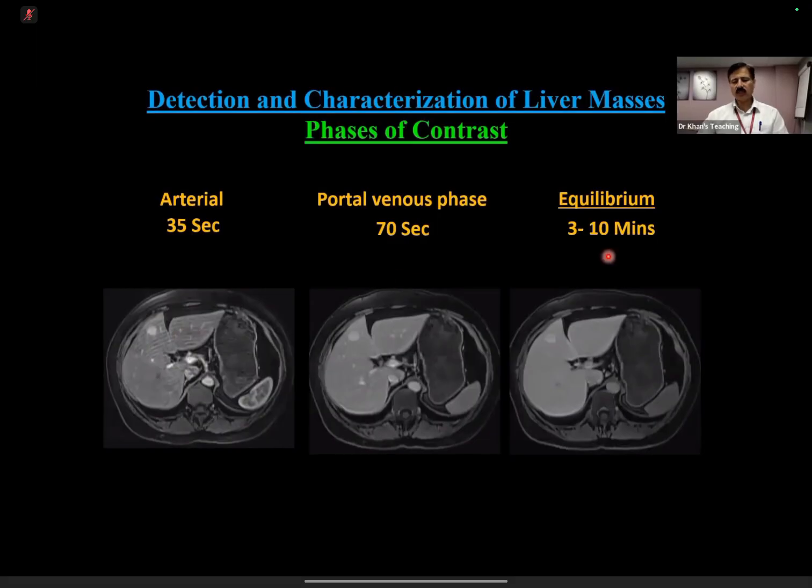And then comes an equilibrium phase. Equilibrium phase is between 3 and 10 minutes, where the contrast is in equilibrium with the parenchyma. And of course, we cannot do CT scans in equilibrium phase. We don't have the luxury because of radiation, etc. But with MR, nobody is stopping us. So we use this and we do multi-phases in MR because of that.